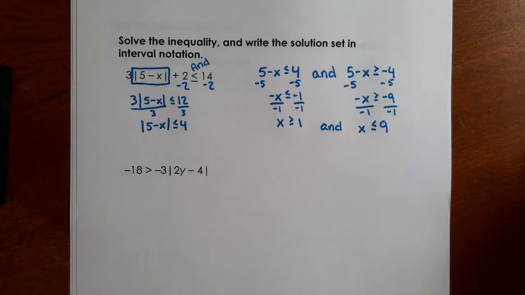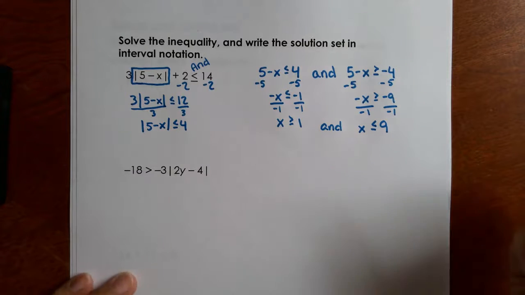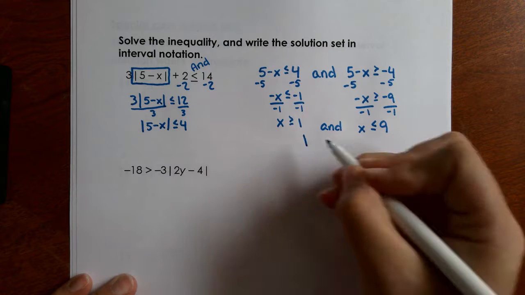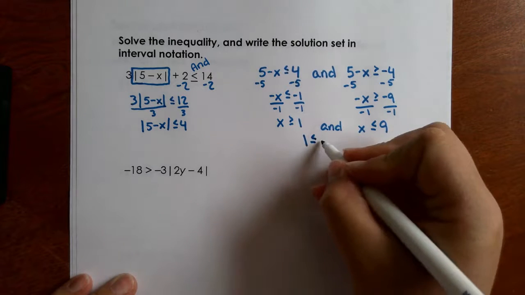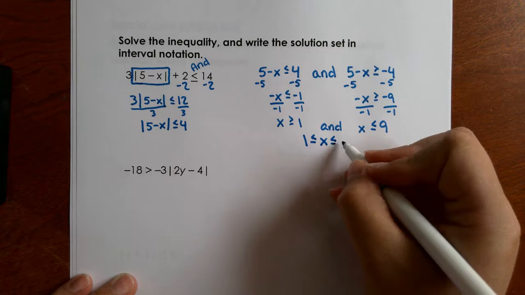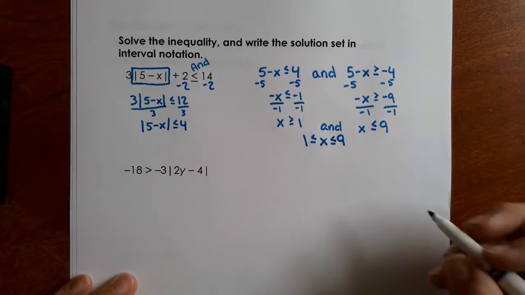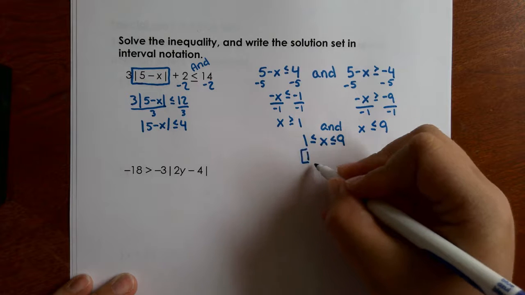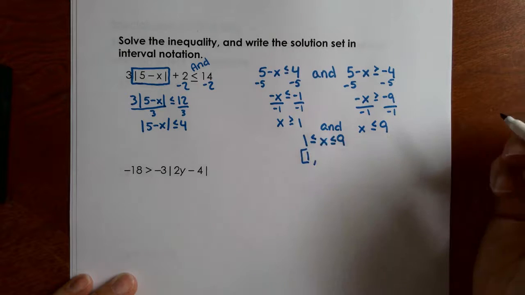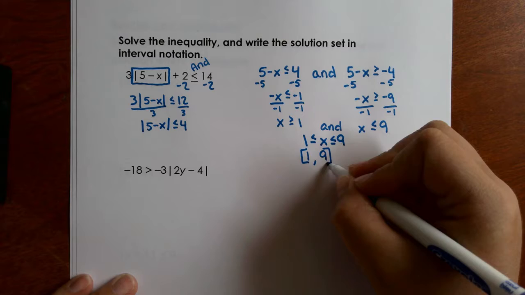In an and situation, I should be able to smush these into one inequality. Take my smallest number, and then I'll have 1 is less than or equal to x is less than or equal to the bigger number, 9. Now I put that into interval notation. My smallest number gets a bracket since it's less than or equal to. My biggest number also gets a bracket.